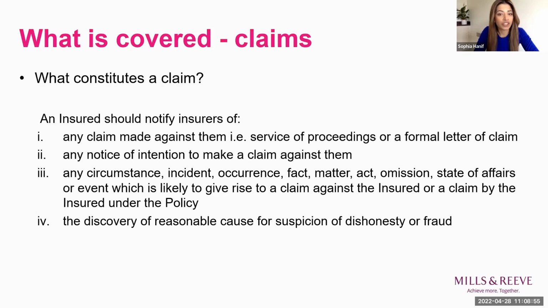So let's look at what constitutes a claim that needs to be notified under the policy. An insured should notify insurers of, firstly, any claim made against them. So this may be receipt of a formal letter of claim or service of proceedings by way of a claim form issued at court served at their address. Secondly, any notice of intention to make a claim against them. An example was a complaint from the insured's client. They said at the end of it, "I intend to seek legal advice and make a claim for my losses." This ought to have been notified to insurers.